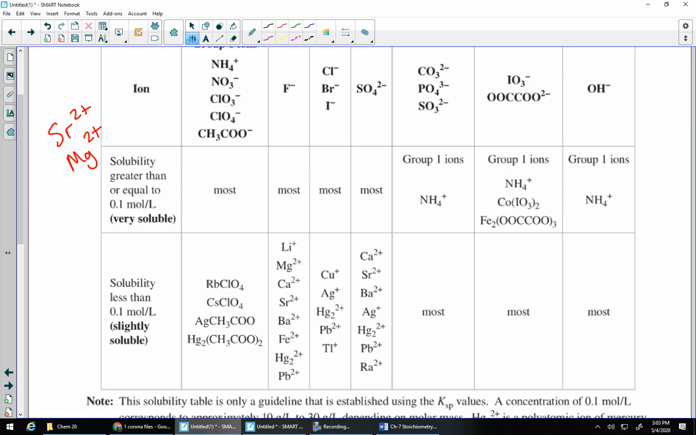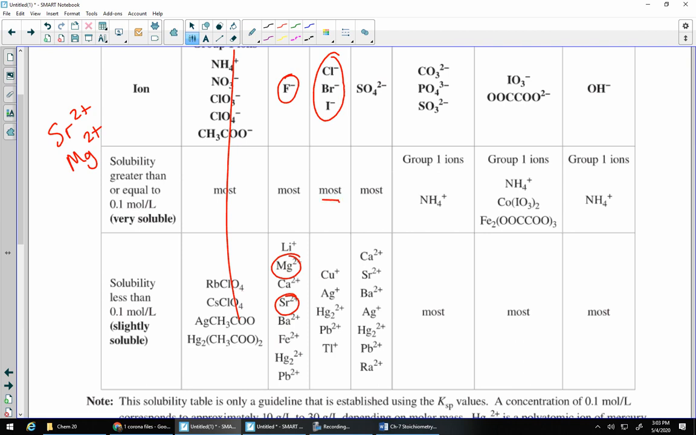First off, I might just skip this first section because pretty much everything's soluble with that first section. Fluorine, it says most things have high solubility except for magnesium and strontium. So if I were to add fluorine, because both magnesium and strontium have low solubility, fluorine's not going to work for me. They would both precipitate out at the same time. Cool, if I were to add chlorine, bromine, or iodine? Let's see.